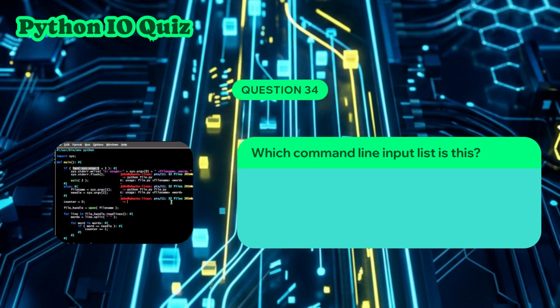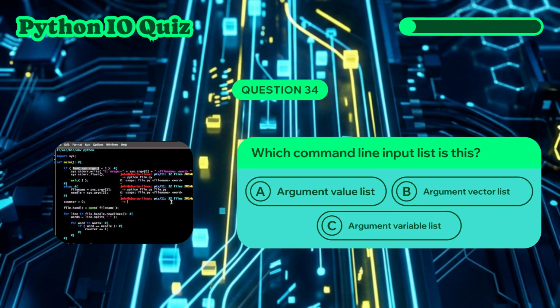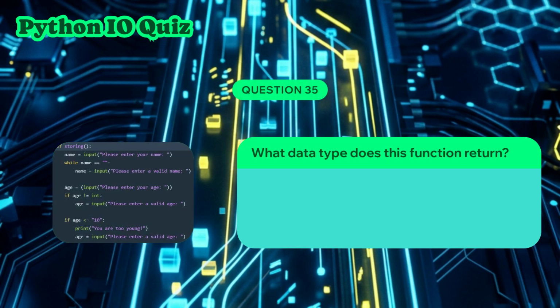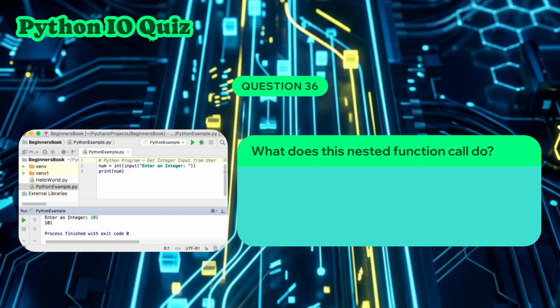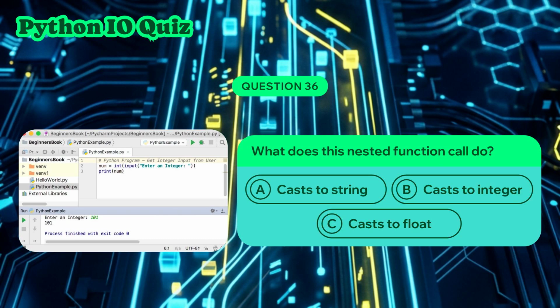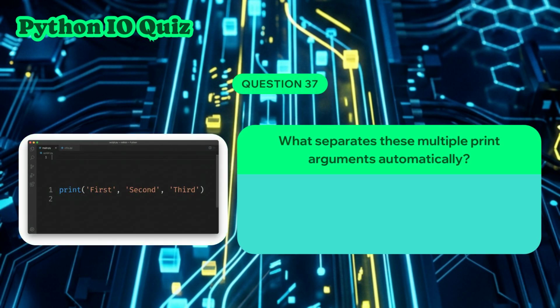Which command line input list is this? What data type does this function return? What does this nested function call do? What separates these multiple print arguments automatically?